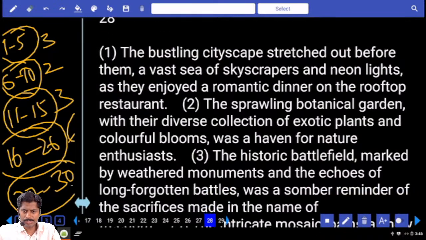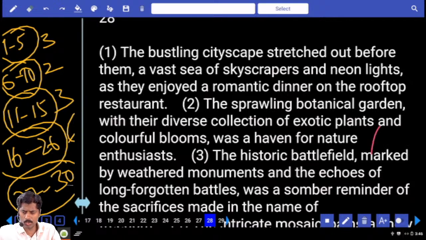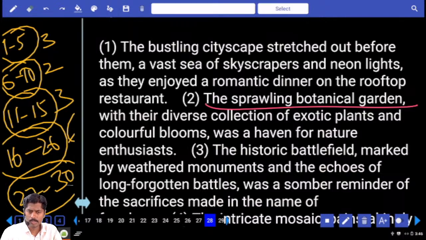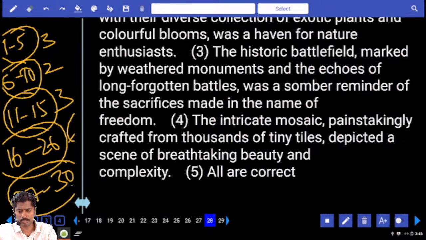The bustling cityscape stretched out before them, a vast sea of skyscrapers and neon lights, as they enjoyed a romantic dinner on the rooftop restaurant. Okay. The sprawling botanical garden with their diverse collection. No. It's a diverse collection of exotic plants. We're talking about a garden, so singular, it's a diverse collection of exotic plants. Error is in the second part.